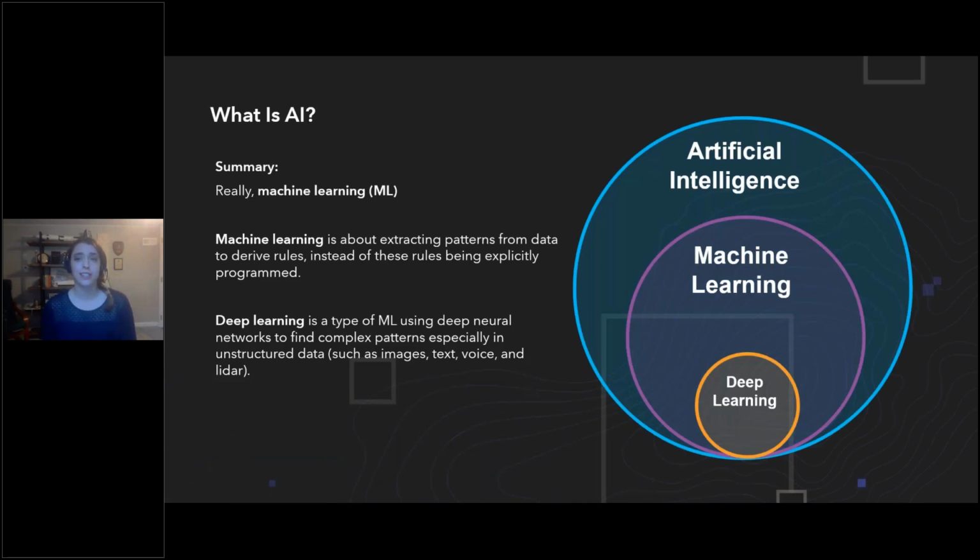Artificial intelligence is the idea of achieving human-level intelligence with computers. It's kind of the overarching umbrella. Machine learning is a field within AI that's about learning from data to derive rules and extract patterns. And deep learning is one type of machine learning that is becoming very good at extracting patterns from highly unstructured data, like images. Usually when GIS people say AI, they really are referencing machine learning.